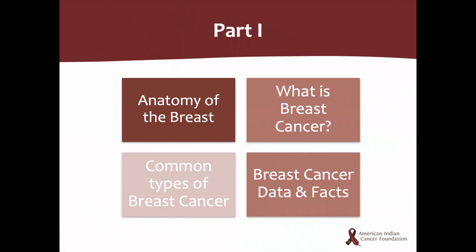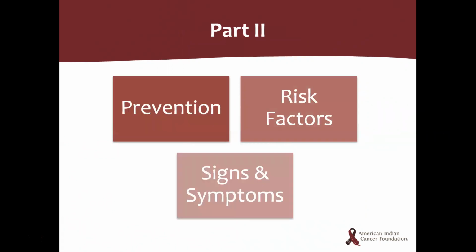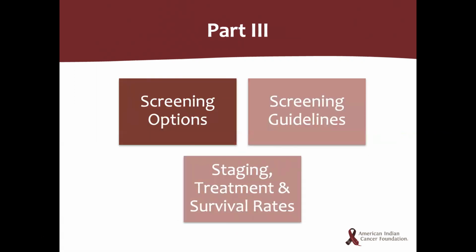Part 1 will cover Breast Cancer 101, which includes reviewing the anatomy of the breast, going over what exactly is breast cancer, the common types of breast cancer, as well as breast cancer data and facts. The second portion of this segment will look at prevention, risk factors, and signs and symptoms of breast cancer. The third and final portion of this segment will cover screening options, screening guidelines, and finish with staging, treatment, and associated survival rates.